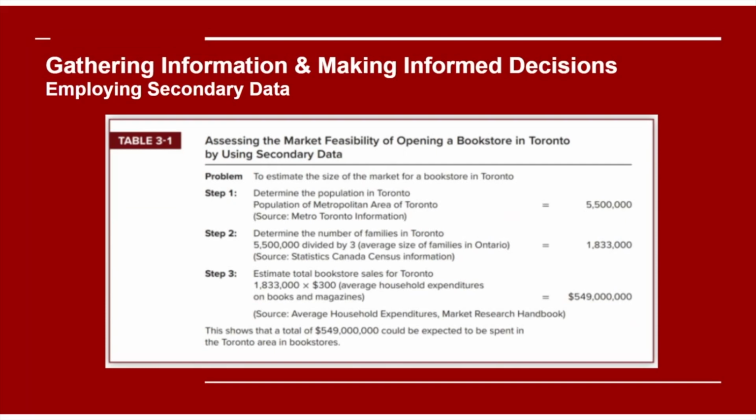And that data is available through Statistics Canada. You can find that data online. Then we're going to ask ourselves, how many families in Toronto? We're going to divide the population by 3, because our unit of measure is going to be families as opposed to individuals. If you look at Statistics Canada, you'll find that the average household in Ontario is 3 people. So we divide by 3, and that gives us 1.8 million families.